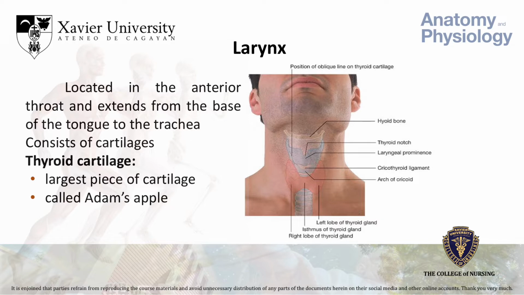The first single and largest cartilage is the thyroid, or the shield-shaped cartilage, also known as the Adam's apple. The thyroid cartilage is attached superiorly to the hyoid bone. The second single and most inferior cartilage of the larynx is the cricoid cartilage, or the ring-shaped cartilage, which forms the base of the larynx on which the other cartilages rest. The thyroid and the cricoid cartilages maintain an open passageway for air movement.